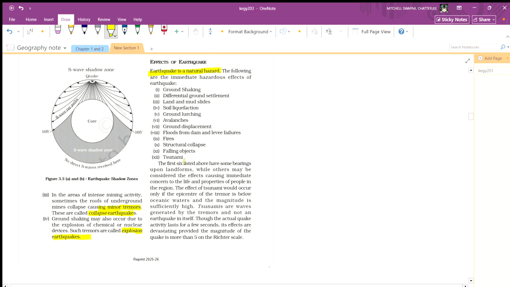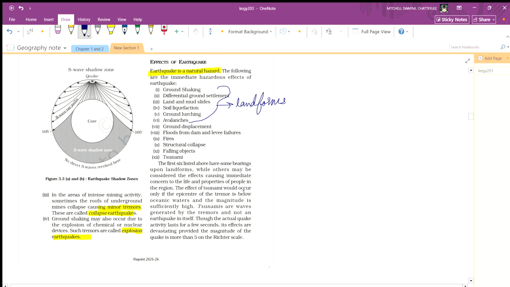The first six occur on landforms. While others may consider the effects causing immediate concern to life and property of people in regions.